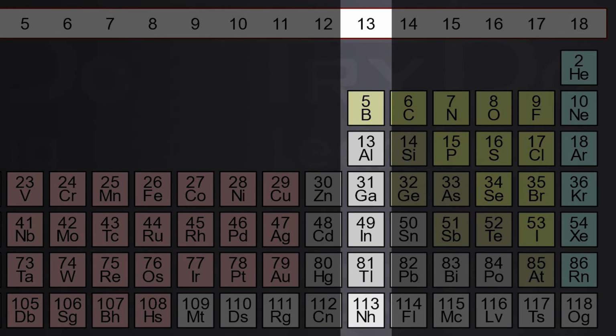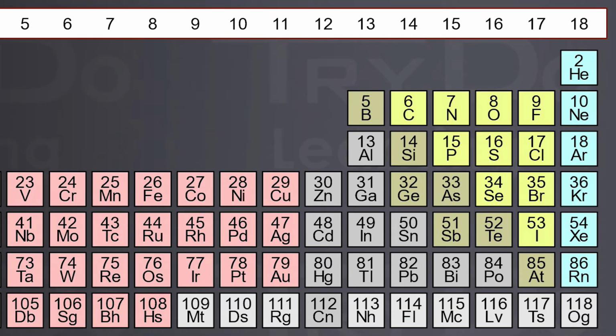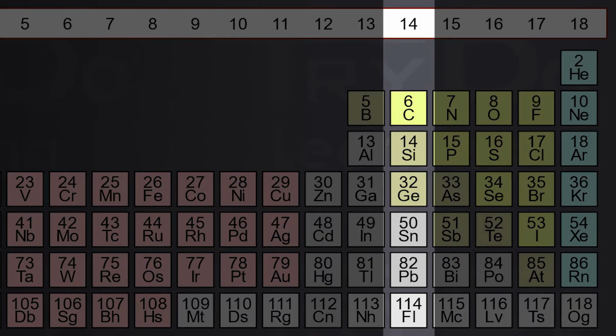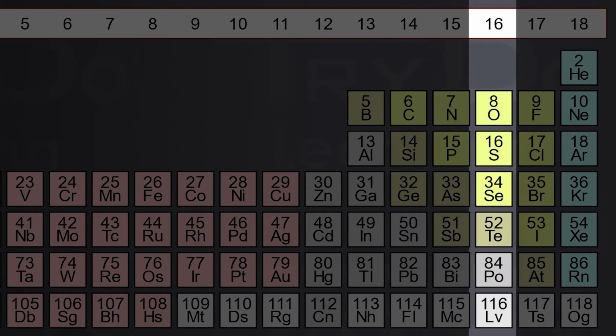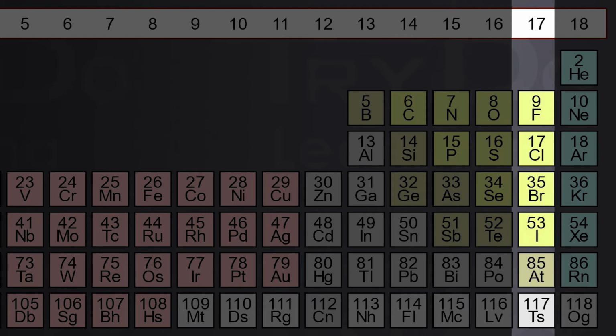The 13th group is called boron family. You can see that the first element in the 13th group is boron. That is why it is called boron family. And the subsequent groups are also named as follows. 14th group, carbon family. 15th group, nitrogen family. 16th group, oxygen family. The 17th group is collectively called halogens.